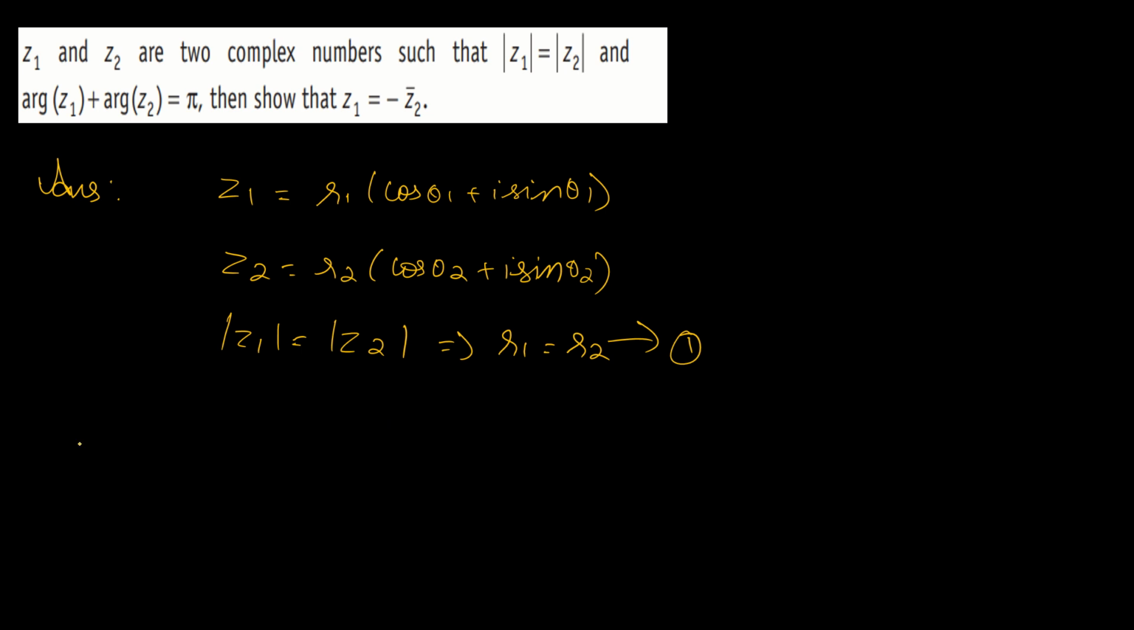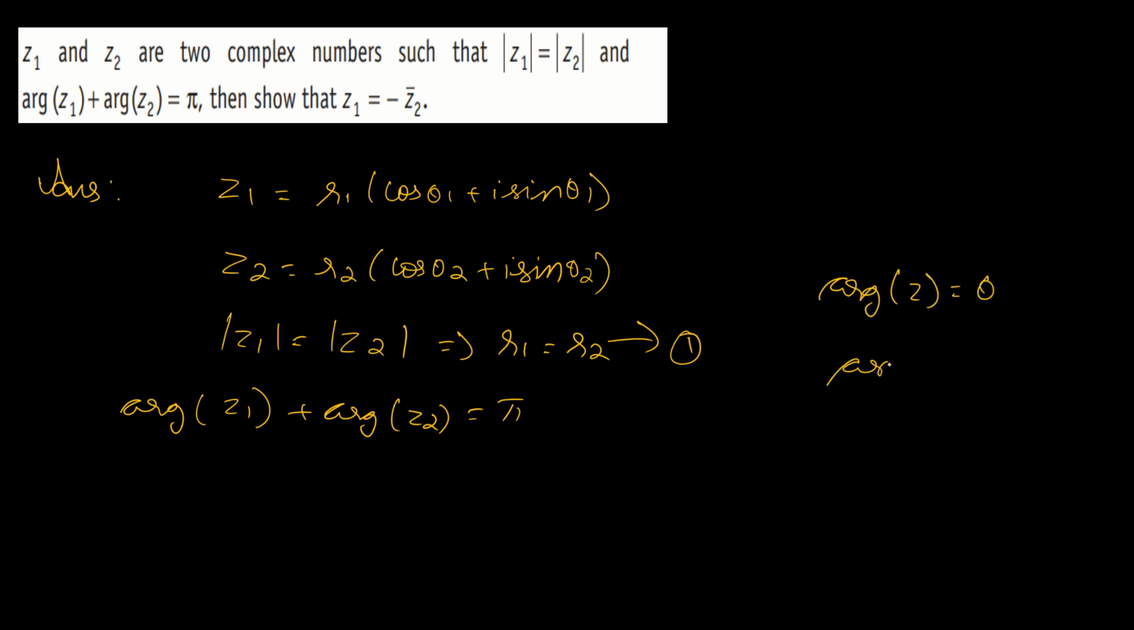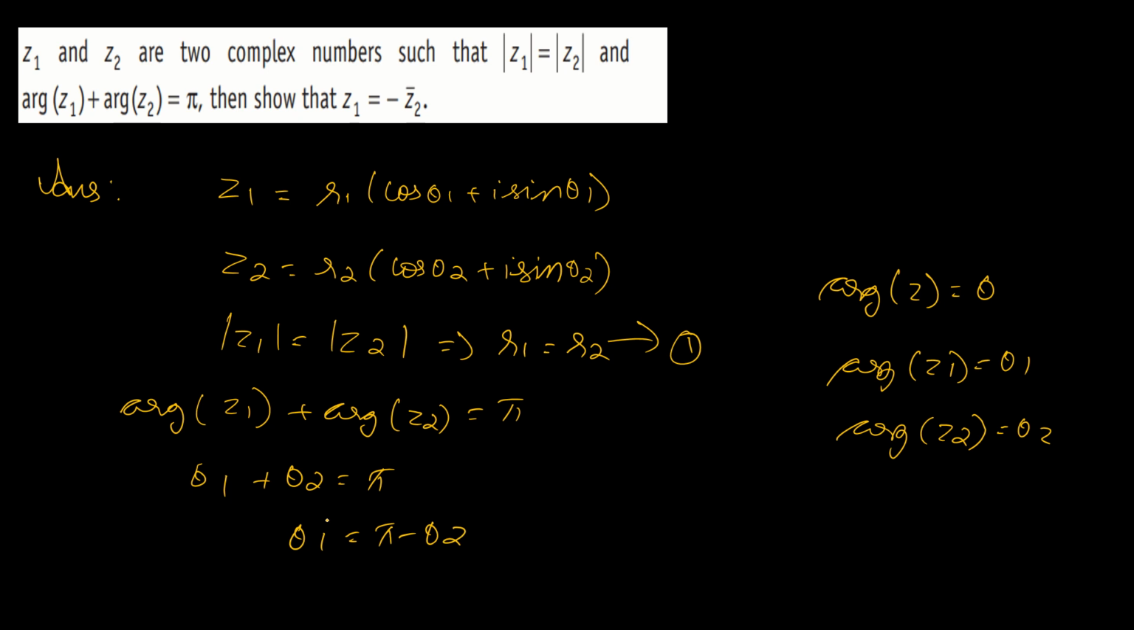The next data we are given: argument of Z1 plus argument of Z2 is equal to pi. We know that argument of Z is equal to theta. So argument of Z1 we can represent as theta 1, and argument of Z2 will be theta 2. What is given in the question? Theta 1 plus theta 2 is equal to pi. So theta 1 we can write as pi minus theta 2. This is equation 2.